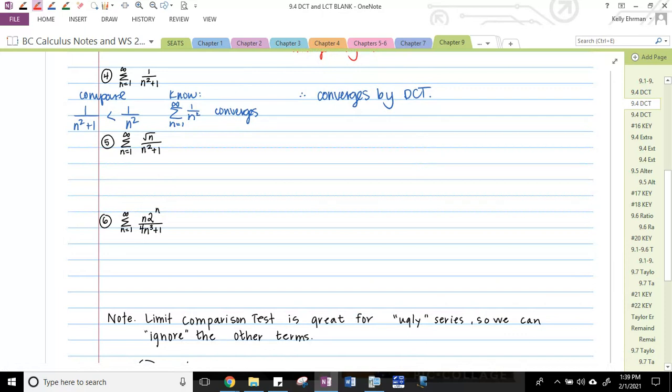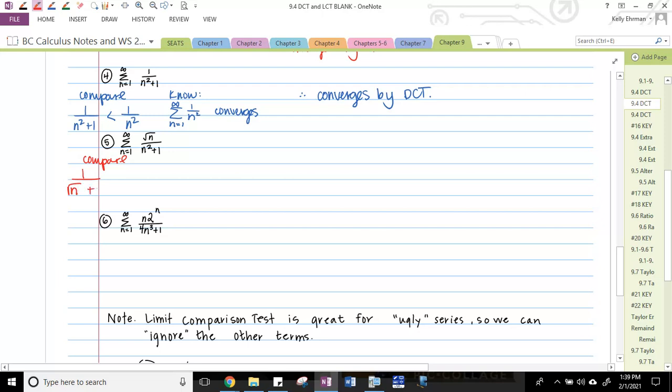Next one. Square root of n over n squared plus 1. Now, we always cut off this term, right? Let's still keep by that rule and see how we can manipulate this a bit.